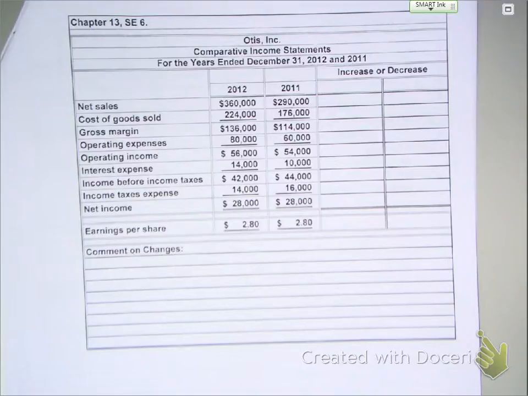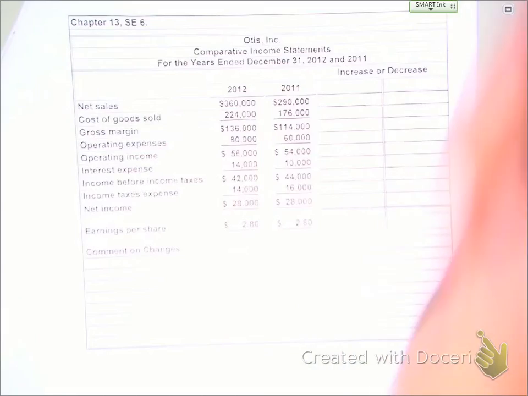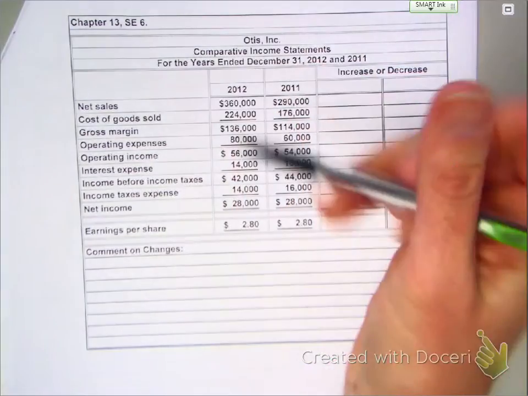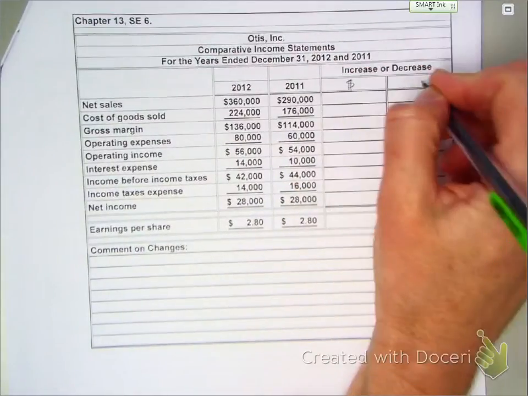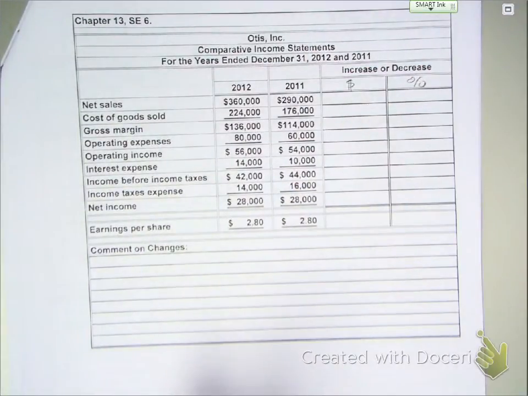So if you can create the dollar change as well as the percentage change. Okay, so if you would work on that, that would be very good. So you're going to put your dollars here and your percentages here. Okay?